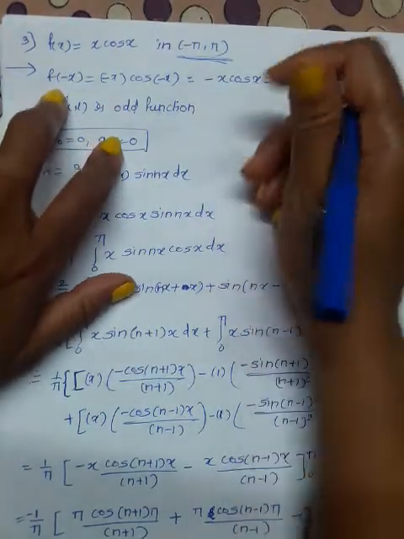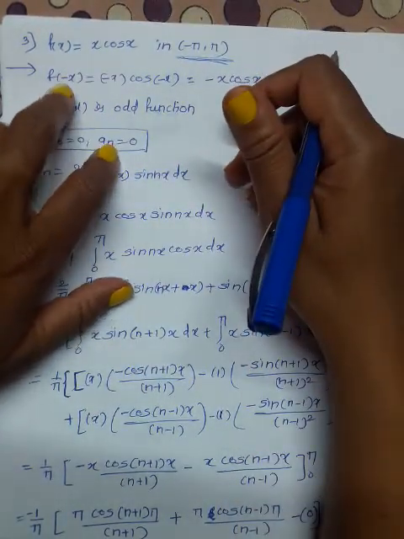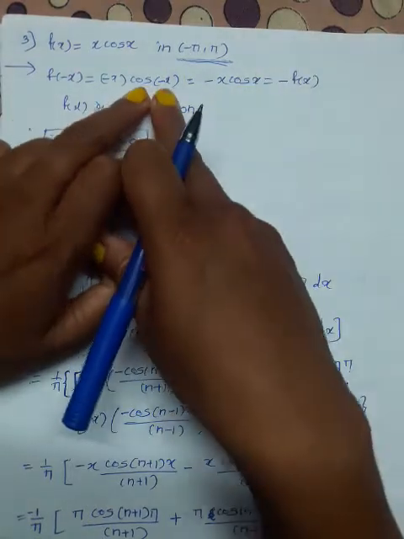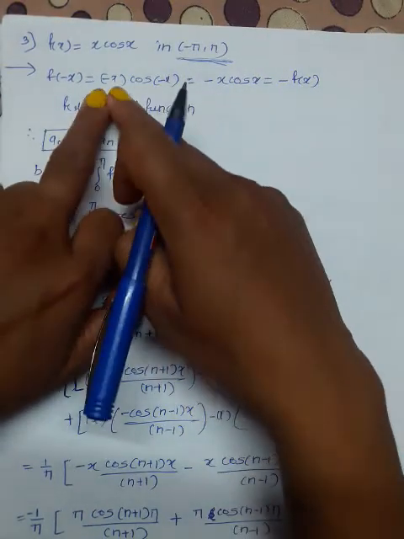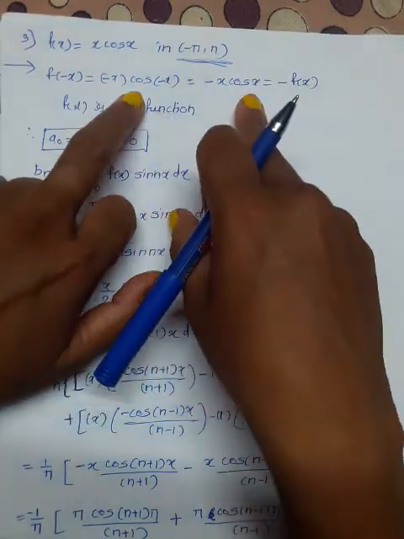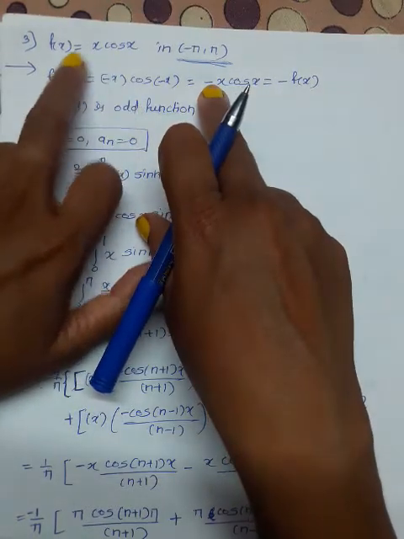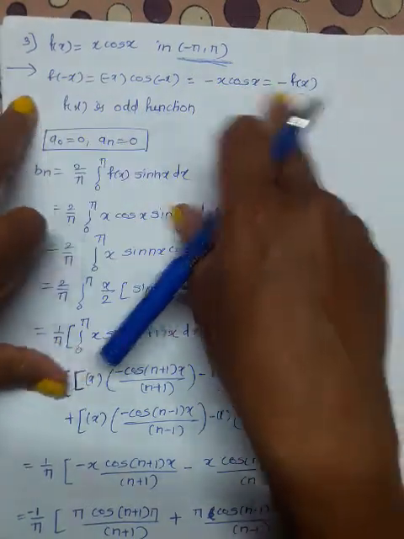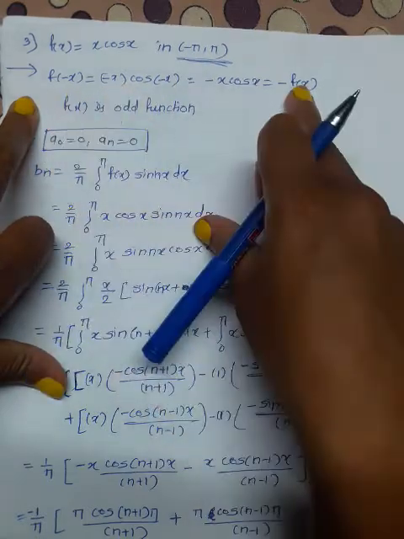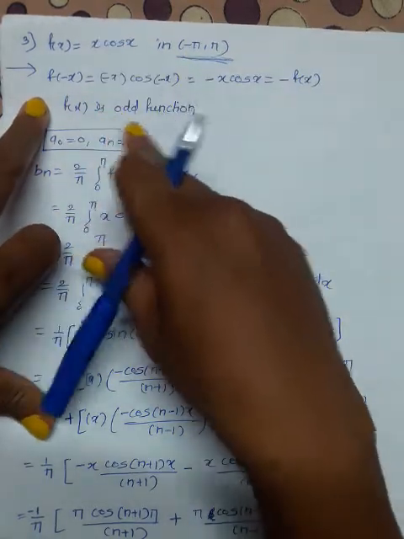Put minus x on both sides. f of minus x is equal to minus x cos of minus x. We know cos of minus theta is plus cos theta. Therefore, the answer is minus x cos x, and it is minus the original function f of x. Therefore, whenever f of minus x is minus f of x, the function is odd.